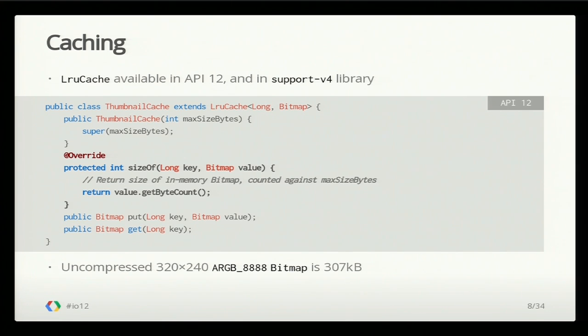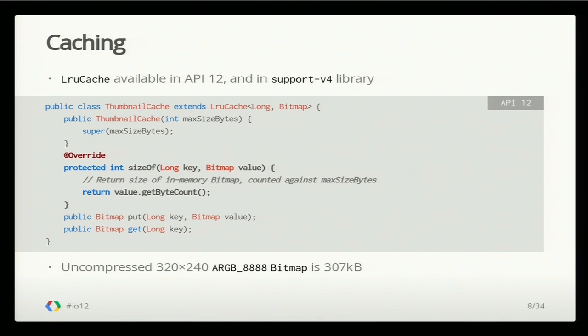So LRU cache is a genericized class that takes two types, a key and a value. So today, for our purposes, we'll map from a long to a bitmap, where that long, the photo ID, is the key of our cache, and the bitmap is the thumbnail if we've loaded one in the past.